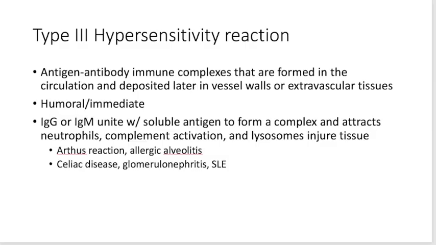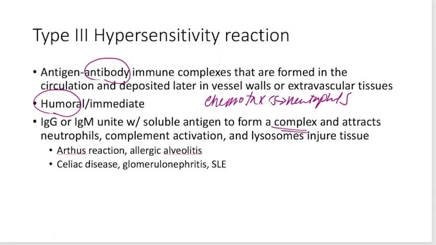Type 3 hypersensitivity reaction. This involves antigen immune complexes that are formed in the circulation and then deposited later in vessel walls or extravascular tissues. So this is also the humoral response because we have antibody, right? Anything with antibody is humoral. It is also an immediate response. They may be deposited in tissues such as in celiac disease, lupus. Those IgG and IgM unite with soluble antigen and form that complex. That complex is then deposited in other tissues.